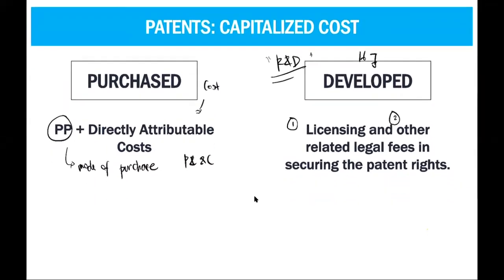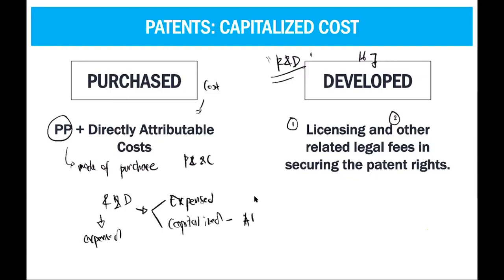Remember before, we learned that in your research and development, all research costs are to be expensed, and all development costs are tested, whether expensed or capitalized. But when do we capitalize it? We capitalize it only if ITAMI is present. So we go back to your development costs. When can we say that there is technical feasibility?